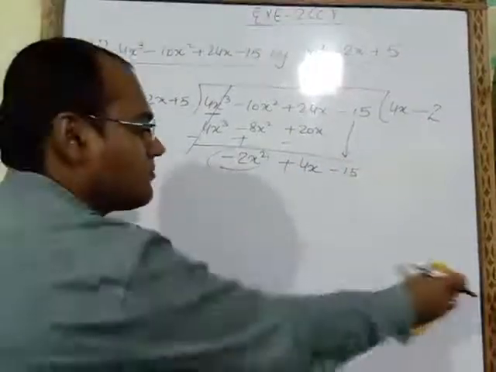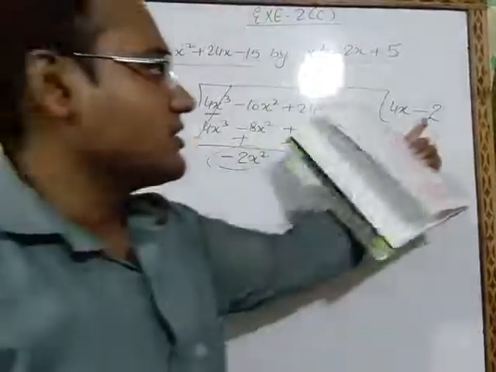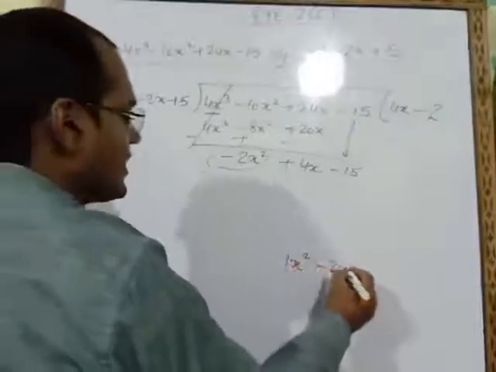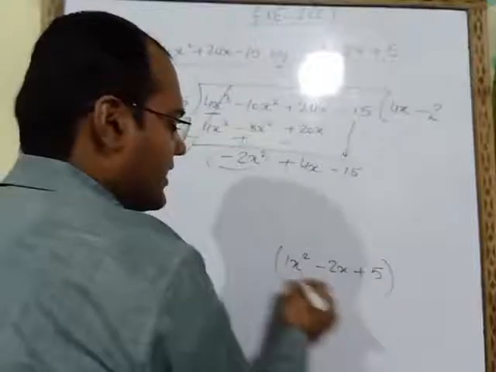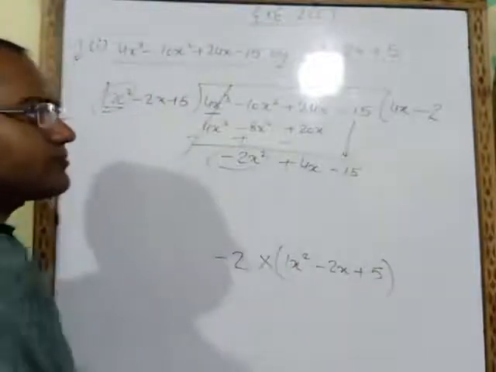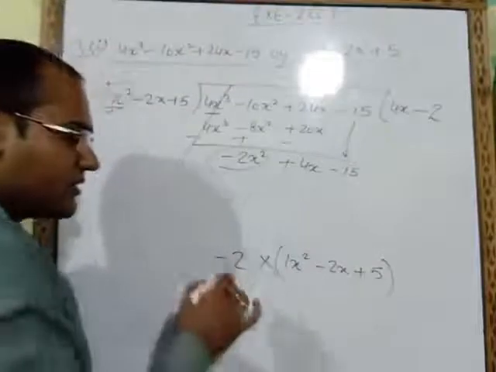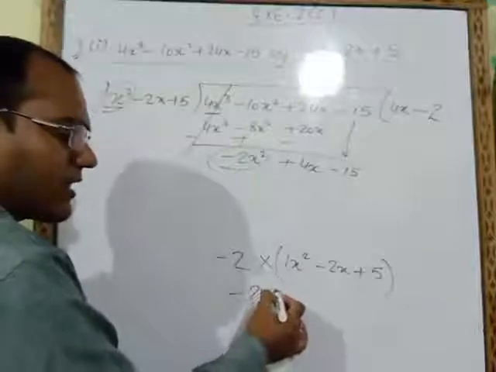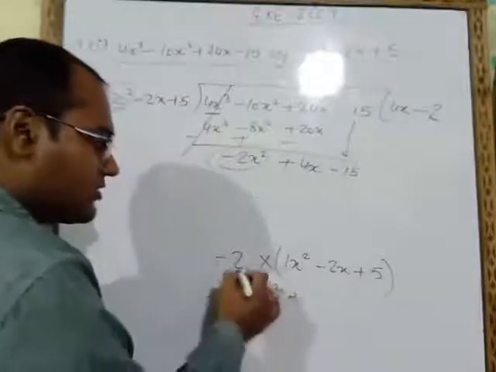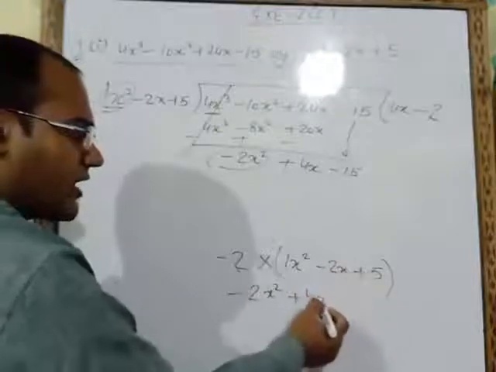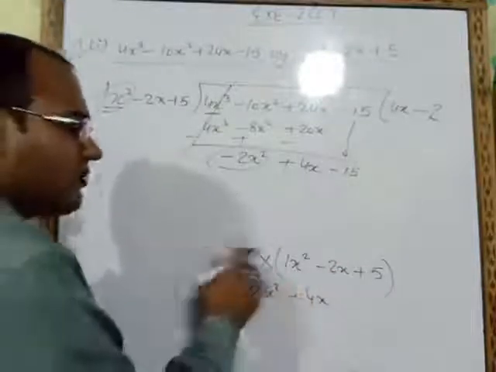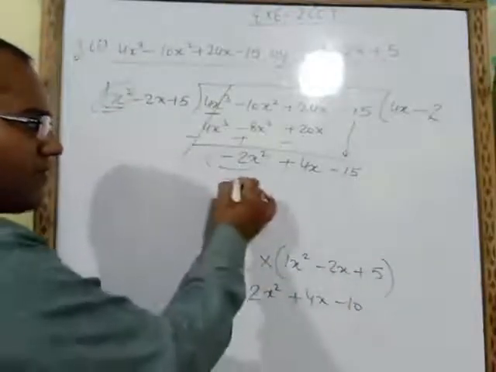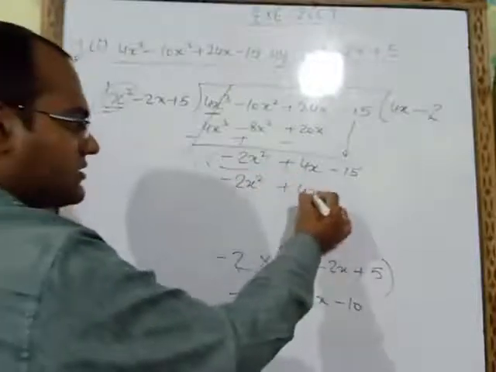Now this minus 2 which we had written here, this minus 2 we have to multiply with the full term. 1x square minus 2x plus 5 we have to multiply with minus 2. Minus sign also we will take. Minus plus minus. 2 1s are 2. Alphabet we will write as it is. Minus minus plus. 2 2s are 4. Alphabet we will write as it is because here no alphabet is there. Minus plus minus, 2 5s are 10. So this final answer we will write here: minus 2x square plus 4x minus 10.